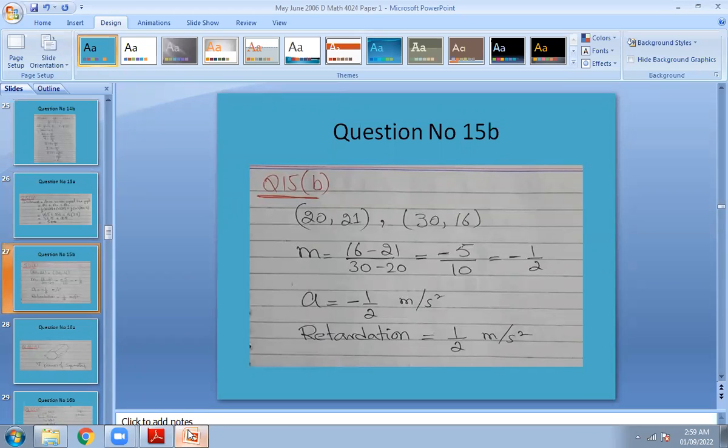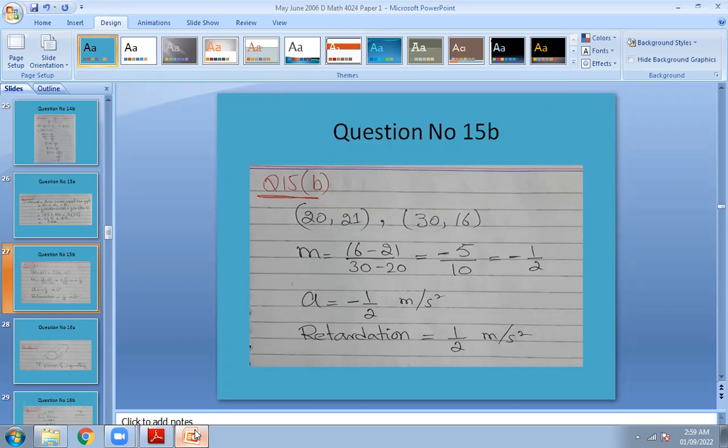So I have taken 2 points on that line in the last 10 seconds. And I've taken 2 points, (20, 21) and (30, 16). And I will apply the formula of the gradient, that's m = (y2 minus y1) divided by (x2 minus x1). So you will have (16 minus 21) divided by (30 minus 20). And that will be minus 5 divided by 10, and that will be minus 1 by 2. So the gradient is minus 1 by 2.